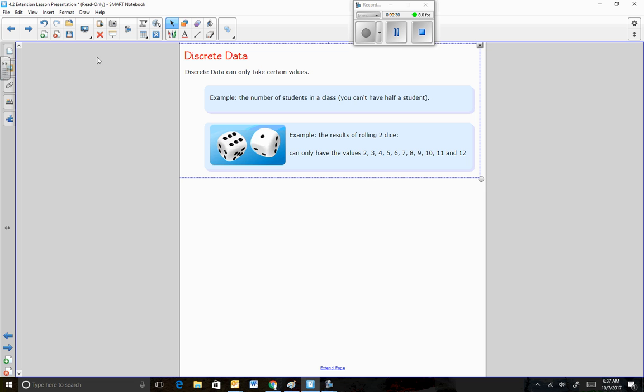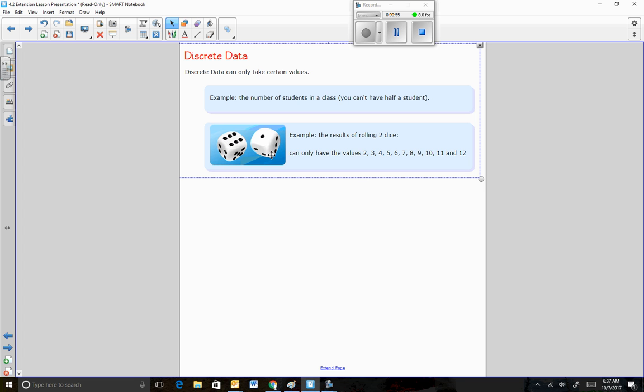So, we have discrete data. If you were working on something that had discrete data, for example, the number of students in the class. Well, let's say as the number of days went on in school, we have 3 students, 4 students, 5 students, and so on. So that would be a discrete data situation because you can only have whole students. You can't put half a student in and have a continuous movement.